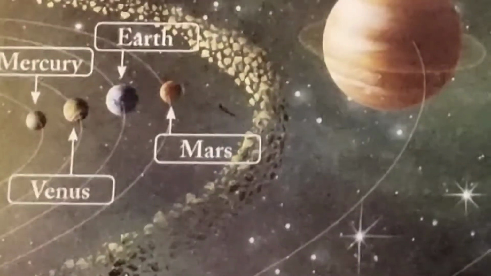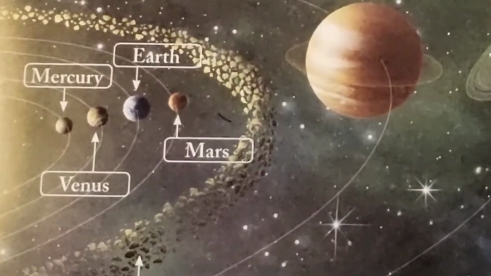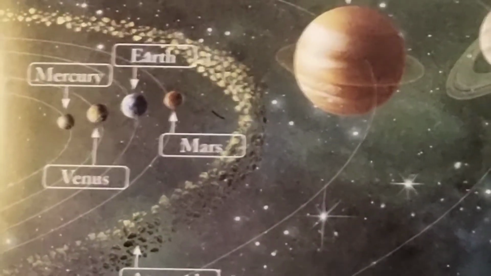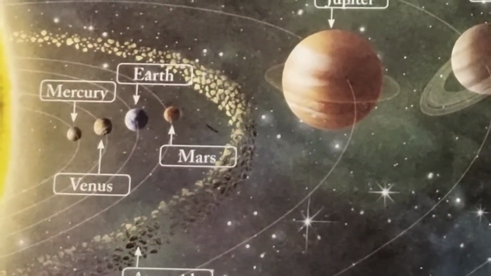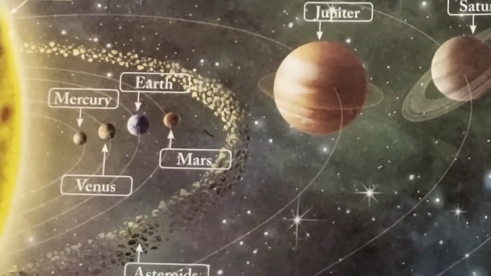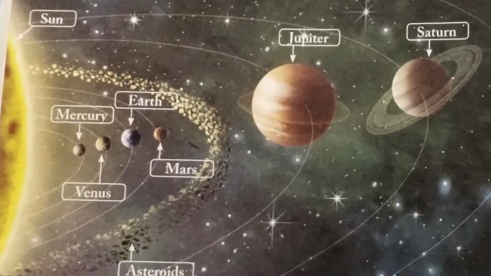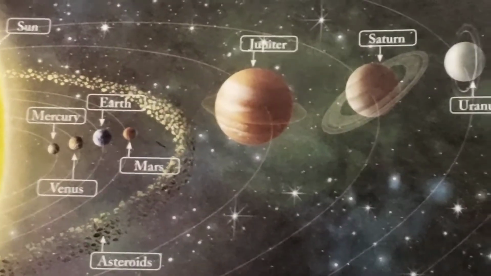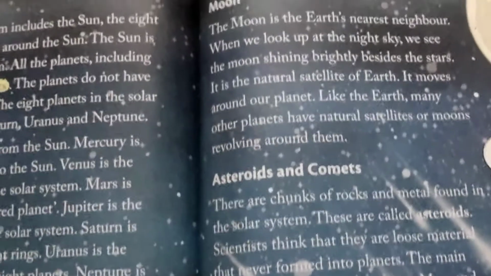So students, along with these planets and other satellites, the solar system also consists of asteroids. As you can see, there is an asteroid belt between Mars and Jupiter. This is the asteroid belt. So the solar system also consists of asteroids. Then we have comets, and also other natural satellites.